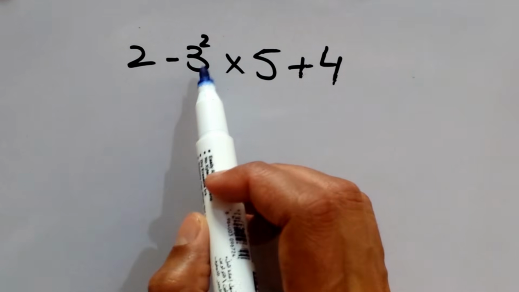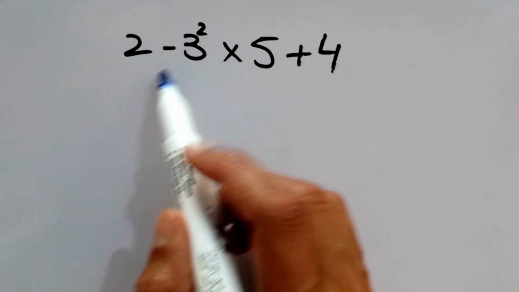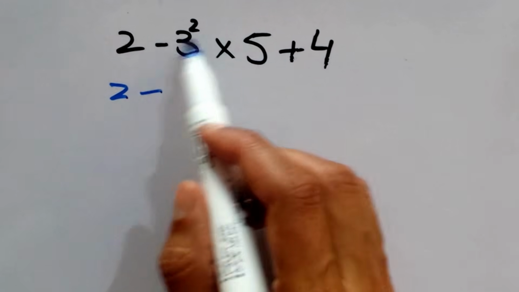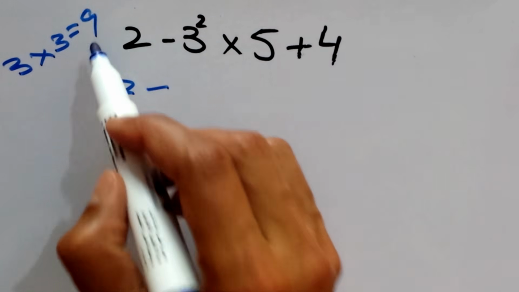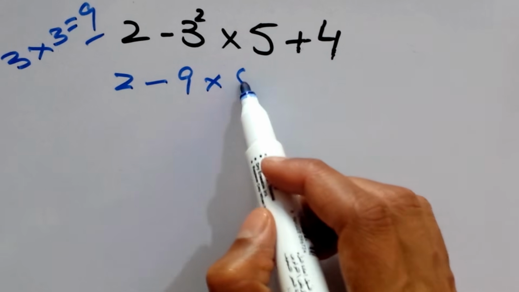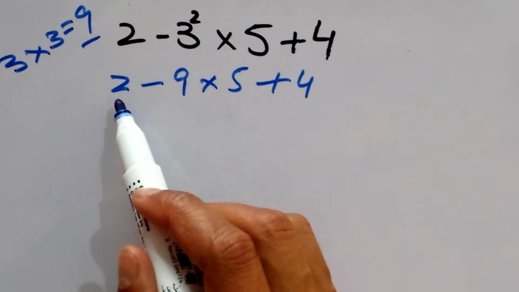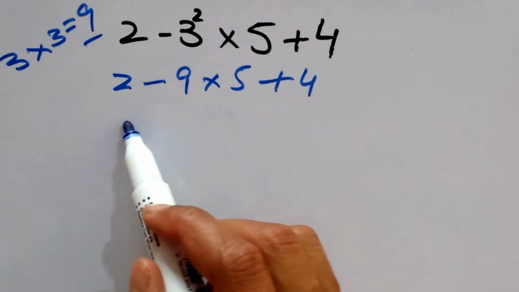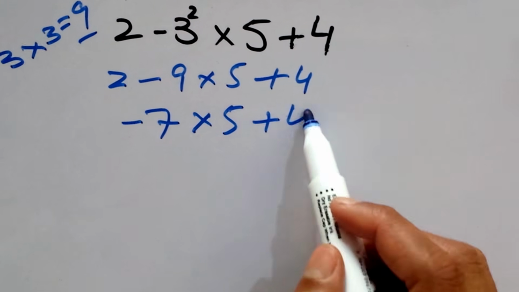We have 2 minus 3 squared times 5 plus 4. So 2 minus 3 squared, 2 minus 3 squared means 3 times 3 equals 9, right? So 2 minus 9 times 5 plus 4. Now 2 minus 9 equals minus 7 times 5 plus 4.